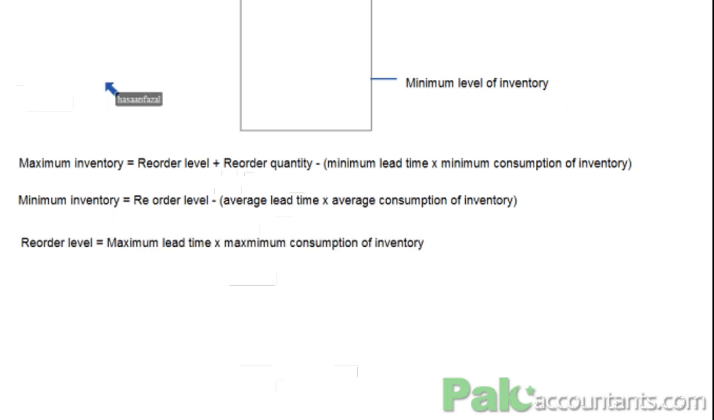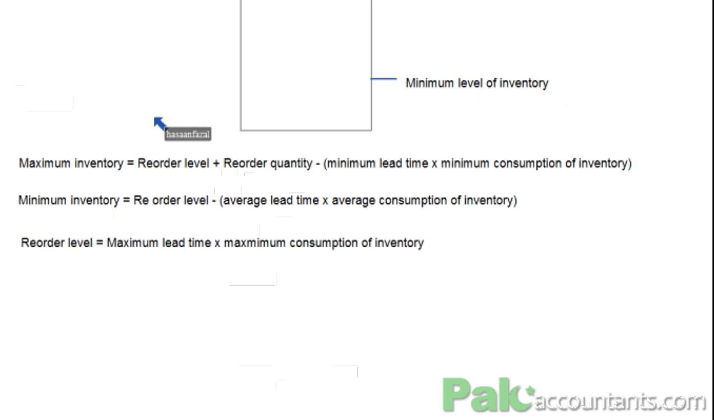Now when you are calculating your reorder level, that means the quantity of inventory at which you should place a new order, you will take the worst possible situation, so that even if the supplier is taking more than the usual, more than the average period of time, or your rate has gone up more than the average rate of consumption, even then you still have some inventory left with you. That's why you are using maximum lead time and maximum consumption rates of inventory to calculate reorder level.